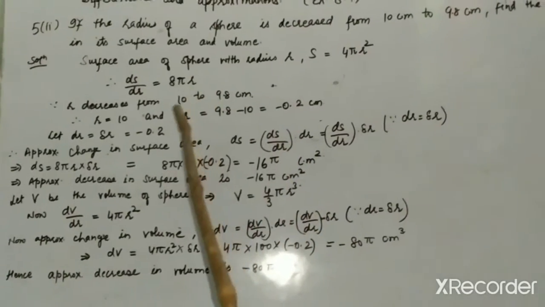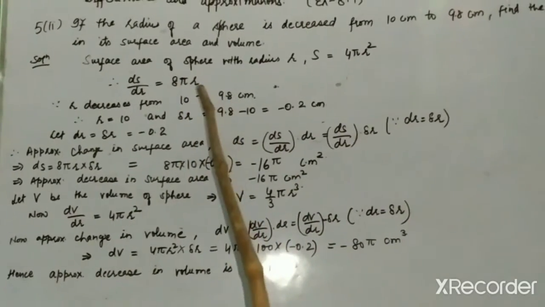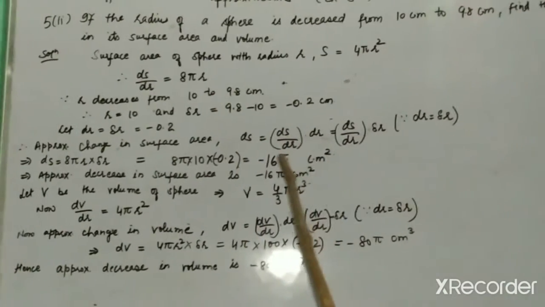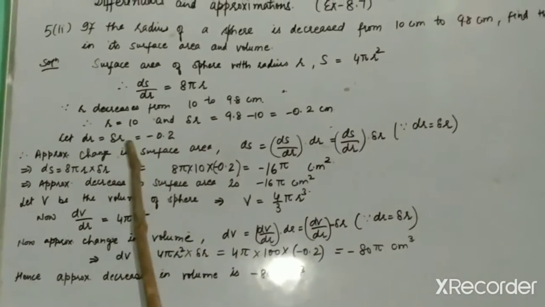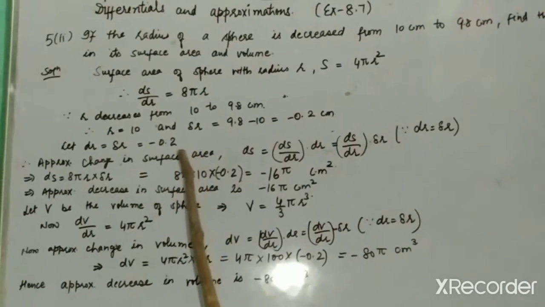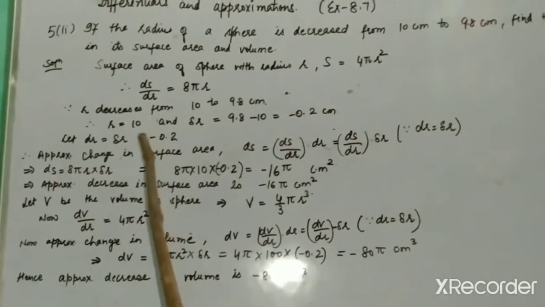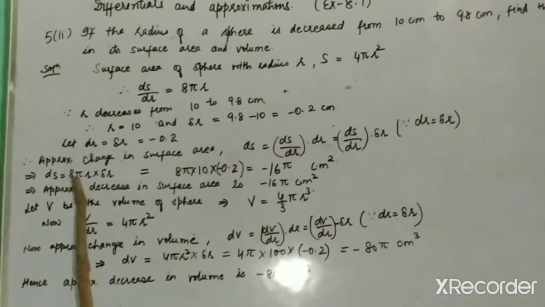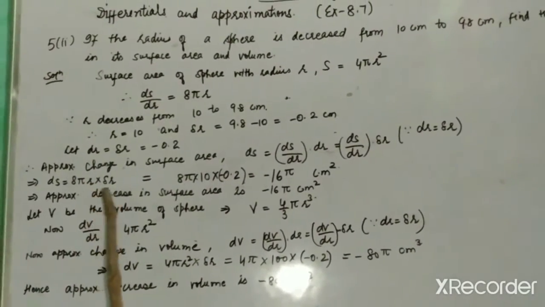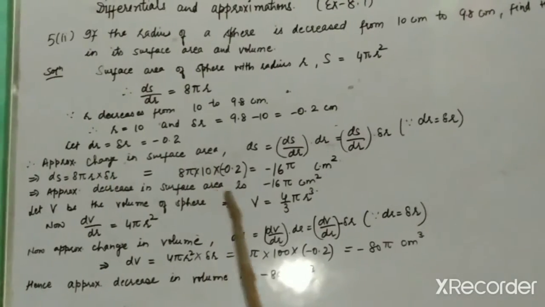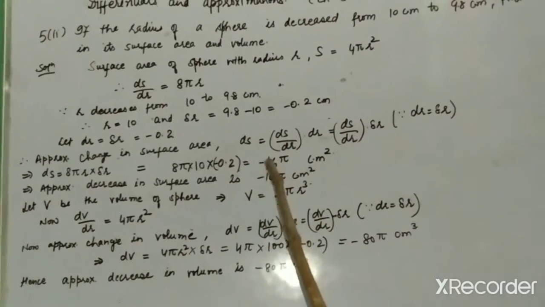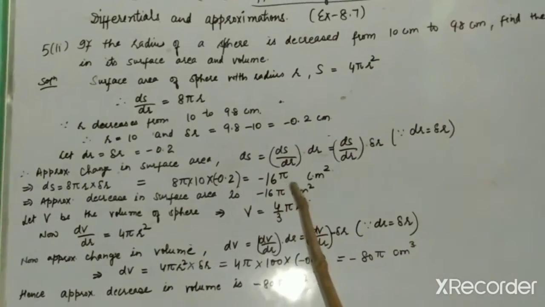The derivative dS by dr is 8 pi r. So we can put here 8 pi r in place of dS by dr. And we have taken dr equals del r, that is minus 0.2. And the value of r is 10. So we'll put all the values of r and del r here. We get 8 pi into 10 into minus 0.2. In this way we get the change in surface area is minus 16 pi. Minus means the surface area is decreasing by 16 pi.